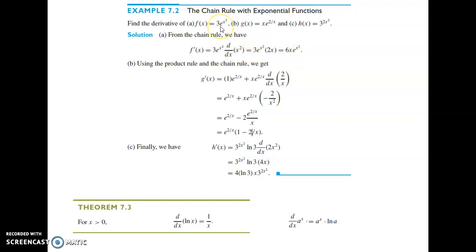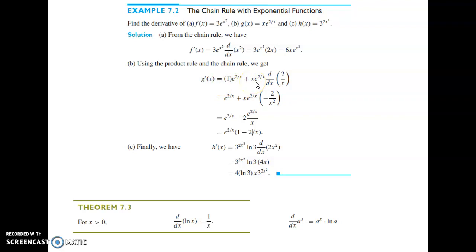Here the outer function is e and the inner function is x squared. There is a change in the next example, right? For the second function, there are two functions here. This is the identity function, this is the exponential function. So I will use the product rule. The derivative of x is 1, this is as it is, then x.